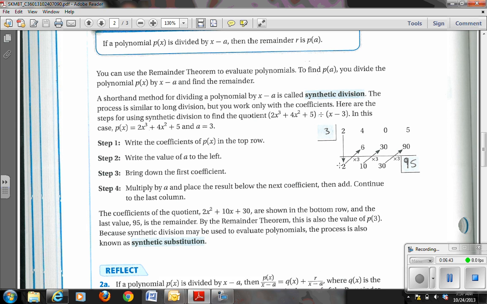And it's always multiply, put it here. Add, put it there. Multiply, put it here. Add, put it there. Multiply, put it here. Add, put it there. That is called synthetic division. So what you get at the bottom, the 2, 10, and 30, those are going to be your coefficients of your dividend, and the 95 is your remainder.